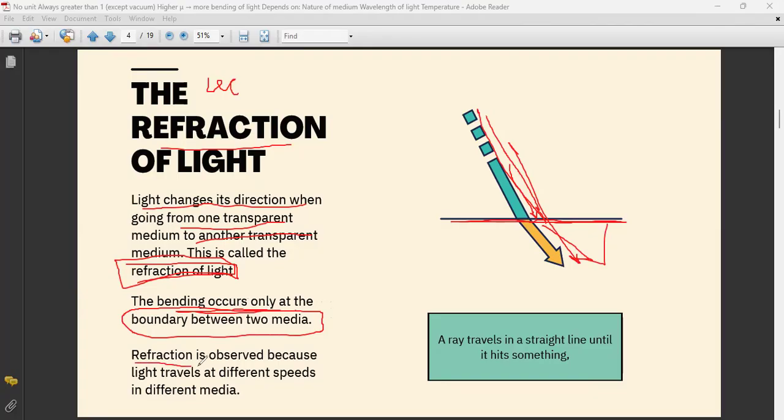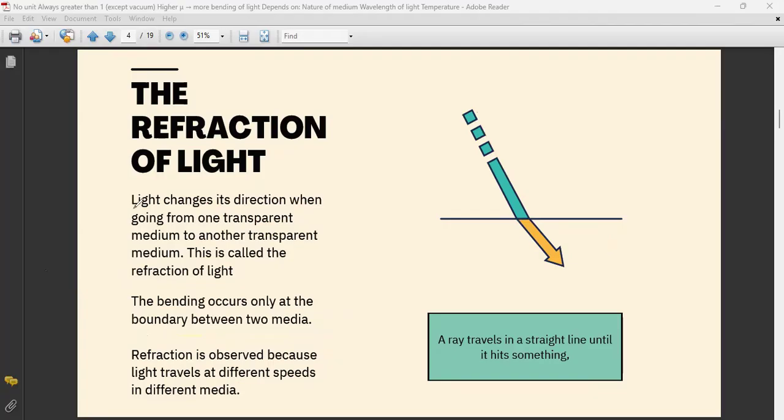And refraction is observed because light travels at different speeds. Now why has this happened? Because light has different speeds in different media. That's why we see the phenomenon which is called refraction. So this is a very clear concept. It is very easy to remember that light changes its direction when it is traveling between different transparent media, and it changes its direction because light has different speeds in different media.